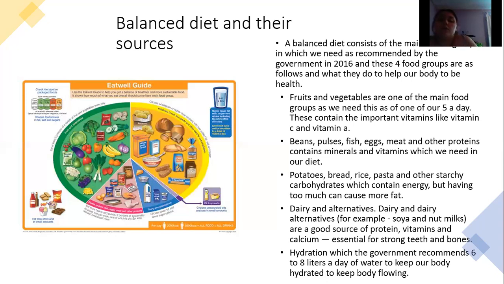Fruit and vegetables are one of the main food groups, part of our 5 a day. These contain vitamins like vitamin C and vitamin A. Beans and pulses, meat and other proteins are what we need in our diet. Potatoes, bread, rice, pasta, and other starches contain energy, but having too much can cause fat. Dairy and dairy alternatives, for example soya and nut milks, are good sources of protein, vitamins, and calcium, essential for strong teeth and bones. It is recommended by the government that we drink 6 to 8 glasses of water a day to keep our body hydrated and keep the body flowing.